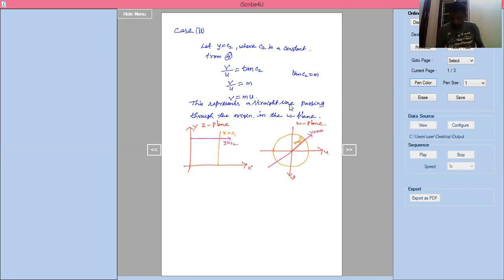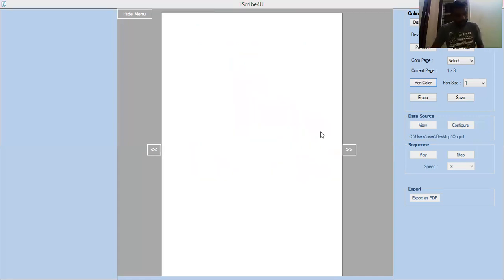This is the equation of a circle: u square plus v square equal to e power c1 whole square. And this is v equal to mu. So whenever x equal to c1 is there, where c1 is a constant, it maps to a circle. When y equal to c2 is there, in the W plane it maps to a straight line, that is v equal to mu. Conclusion we can write.